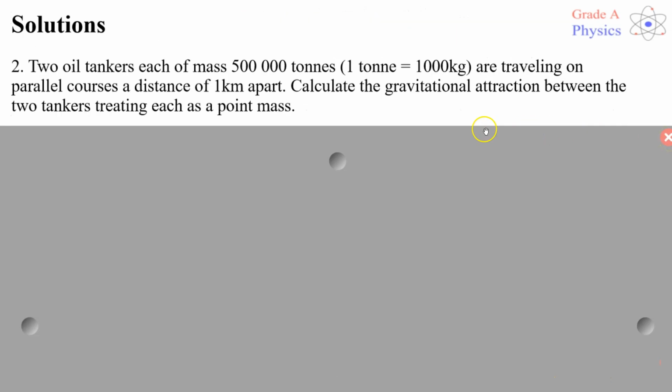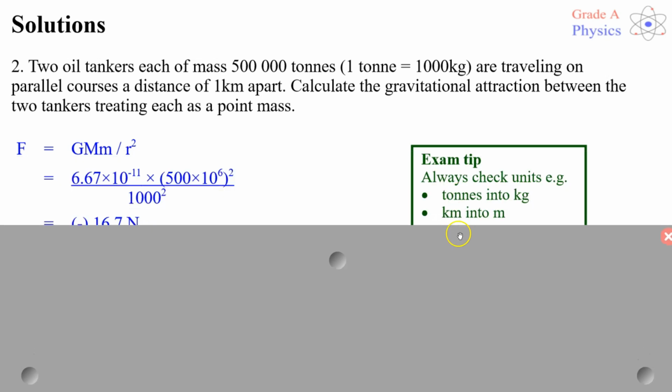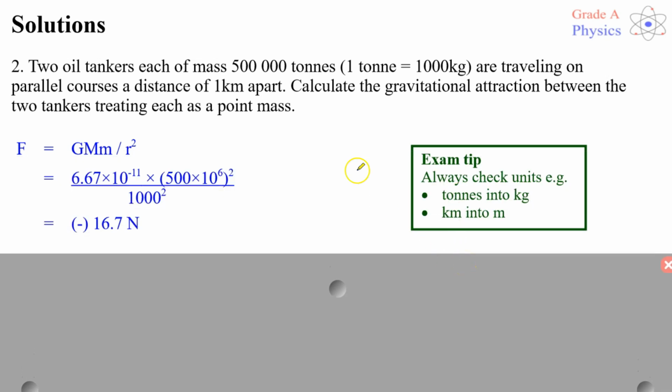Question two should be quite straightforward. So this would be a very easy question, or the most straightforward question on this topic in the exam. So make sure we write out the formula as always. We're given big G. The two masses are the same. Do watch out for converting tons into kilograms. So that would be a very common mistake. So we're told it's 500,000, but then it's multiplied by 1,000, so it's 500 times 10 to the 6.